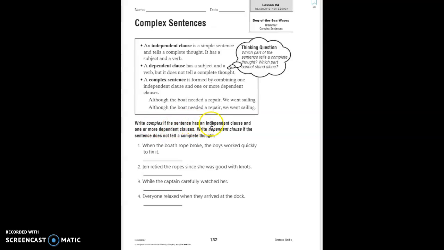So let's take a look. Write complex if the sentence has an independent clause and one or more dependent clauses, and write dependent clause if the sentence does not tell a complete thought. Okay, so let's take a look. When the boat's rope broke, the boys worked quickly to fix it. Does that make sense? Is it a sentence? Is it complex? Okay, number 2. Jen retied the ropes since she was good with knots. Is that a sentence? Okay, number 3. While the captain carefully watched her. Is that a sentence? Should we write complex or dependent on that one? And number 4. Everyone relaxed when they arrived at the dock. Does that tell me a complete thought?